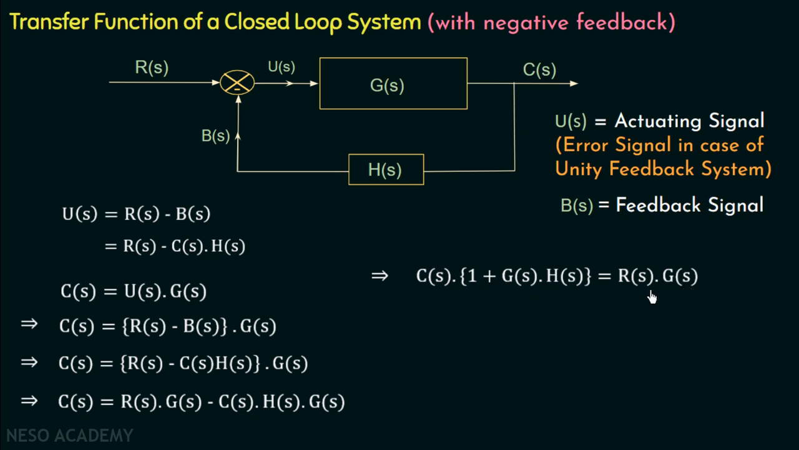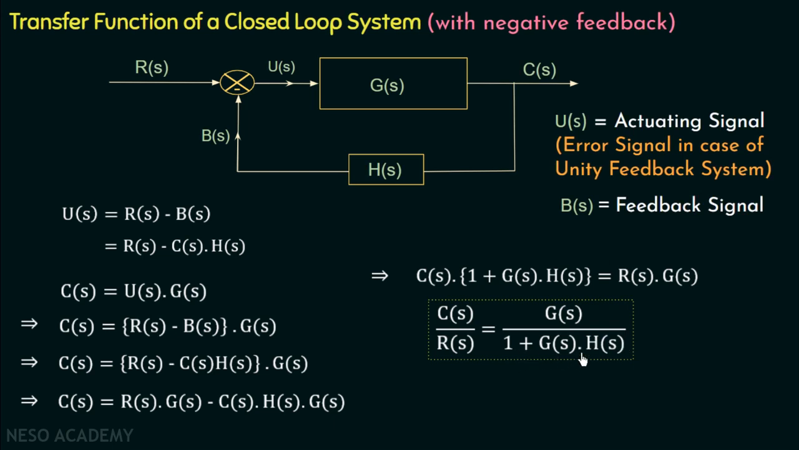Now R(s) is the input to the system and C(s) is the output of the system. So if I transpose R(s) to the left hand side and if I transpose this factor to the right hand side, then we will have C(s) over R(s), which is the transfer function, equal to G(s) divided by 1 plus G(s) multiplied with H(s). And this is the transfer function for this closed loop system with negative feedback.